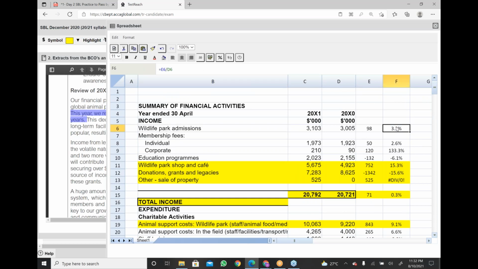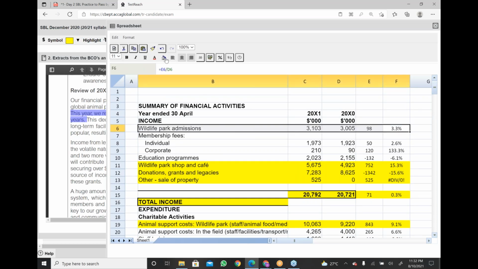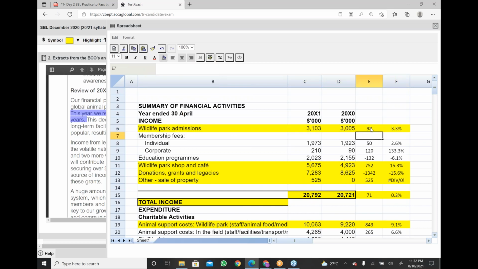Wildlife park admission fees, the revenue has gone up. Although the customers have gone down, the revenue has slightly gone up. Does it make sense? How can a revenue go up if the number of customers have been reduced by 2%? Any logic? Their volume has gone down by 2%, but because they increased the prices by 5%, I believe the net revenue has gone up by 3%.